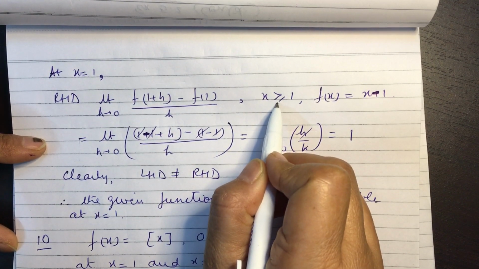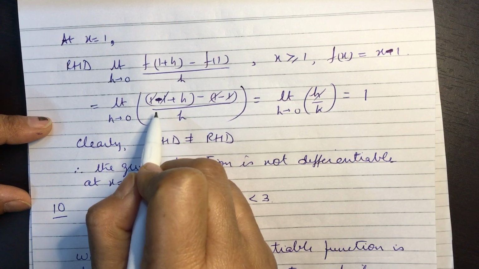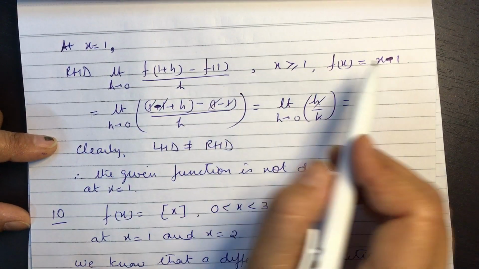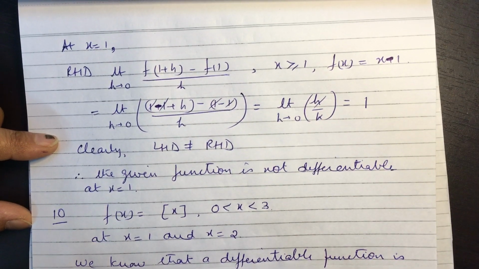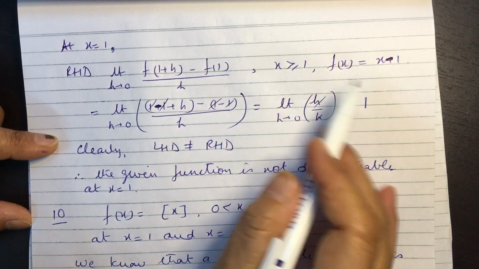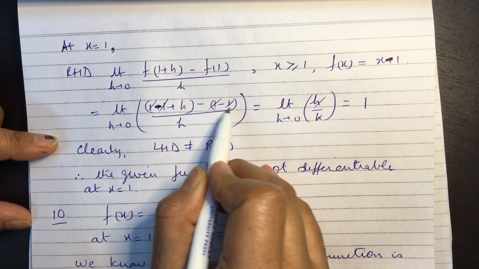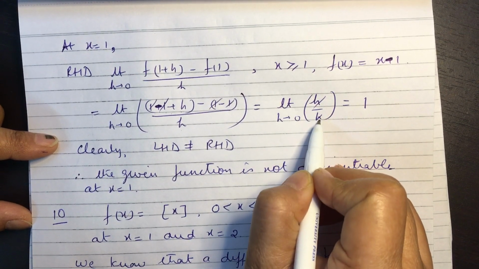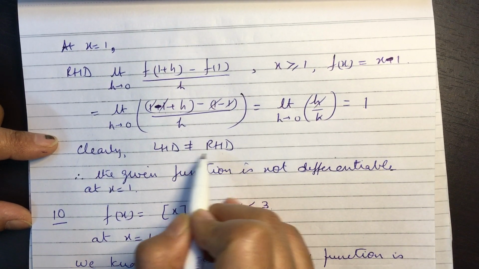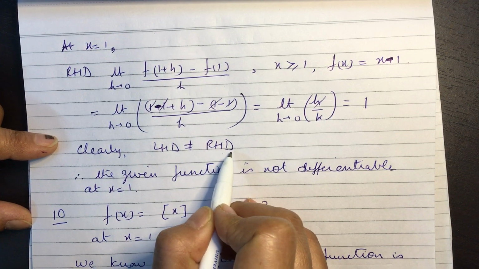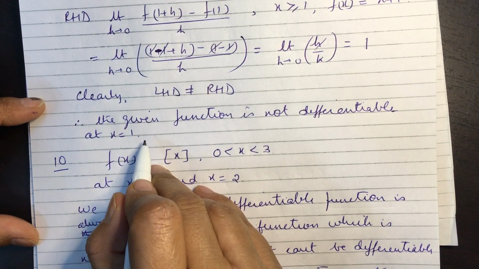Now on the right of 1 we know that the definition of f(x) is x minus 1. Substituting, in place of x we will write 1 plus h. So we get 1 plus h minus 1 and minus 1 upon h. This gives you limit h over h, which is 1. Clearly, the left hand derivative is not equal to the right hand derivative, as the left hand derivative is minus 1 and the right hand derivative is plus 1. So the function is not differentiable at x equal to 1.